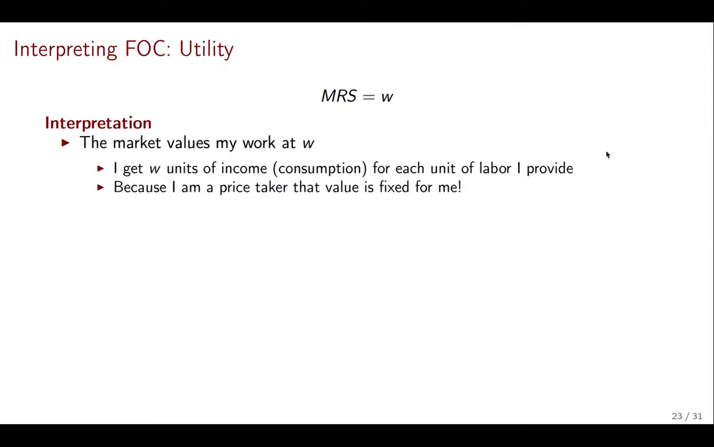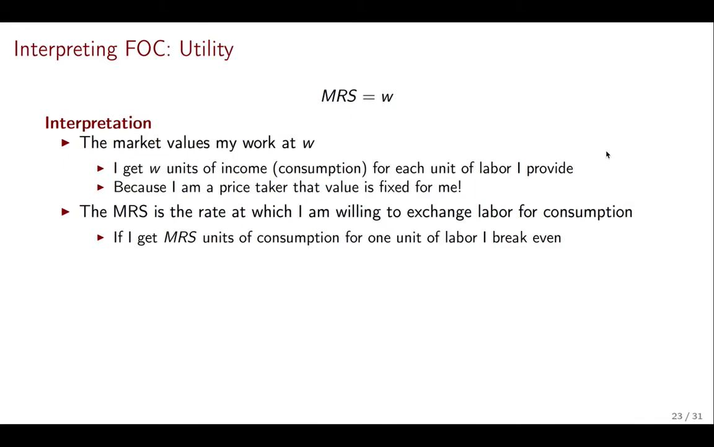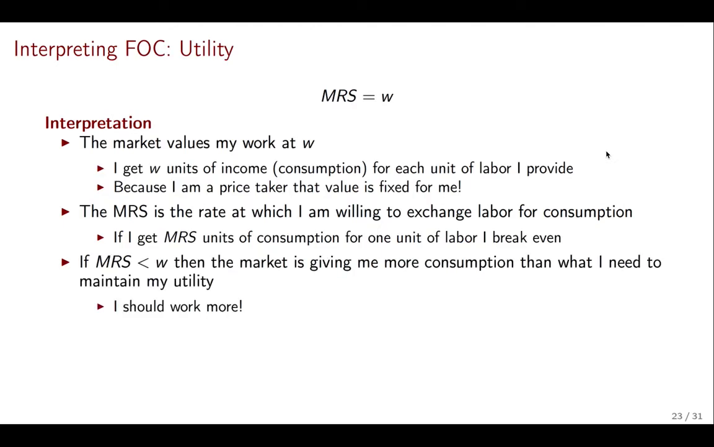The market gives me W units of income or consumption for each unit of labor I provide. This is fixed to you as a price taker. The marginal rate of substitution is the rate at which you are willing to exchange labor for consumption. If you get exactly MRS units of consumption for 1 unit of labor, you break even. Your utility does not change. But if you get more than what your marginal rate of substitution is requiring, then you're more than compensated, and so your utility increases. That's exactly what we're going to see.